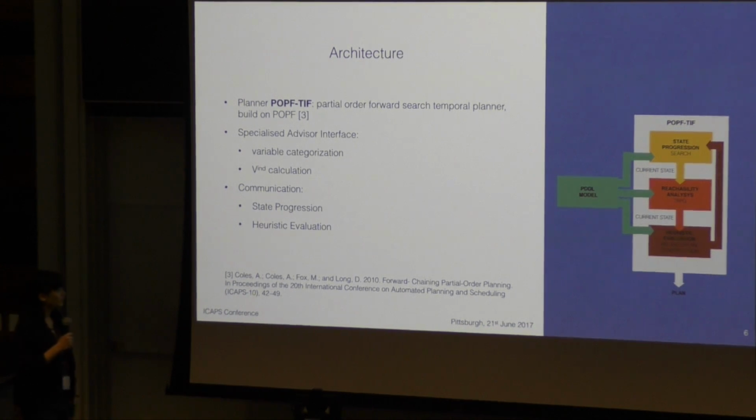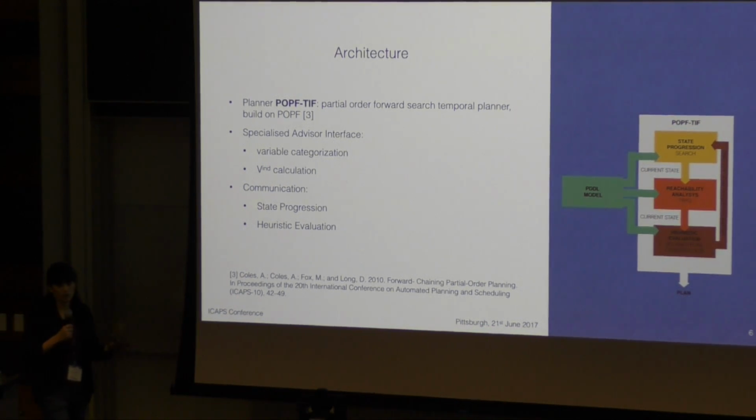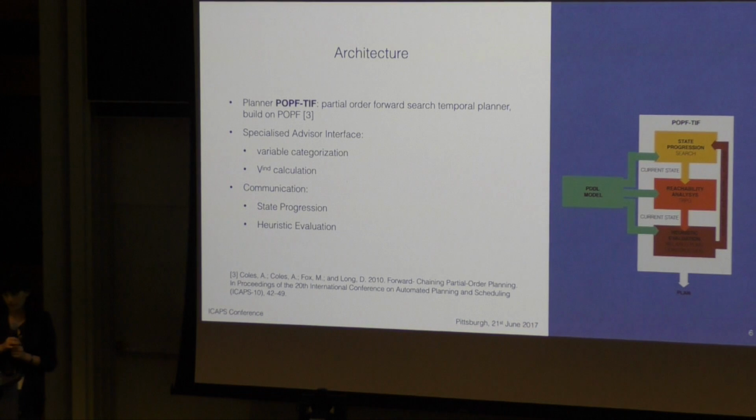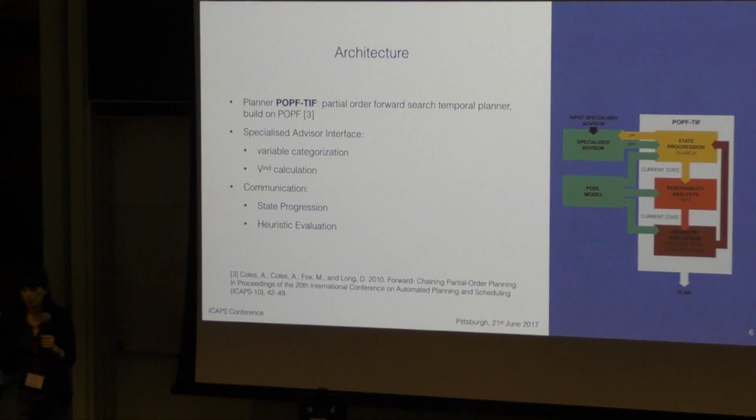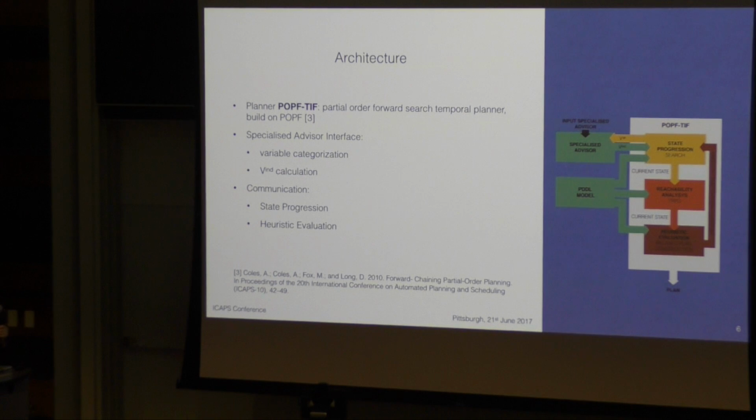Okay, so in order to solve problems with this semantic attachment, what we do is couple a planner with an external procedure that calculates this semantic attachment. So in our implementation, we use the planner POPF-TIFF, which is a partial order forward search temporal planner built on top of POPF. And basically, we couple this planner with a specialized advisor. During the state progression, whenever we make a change in at least one of the direct variables, we call the external advisor that in turn calculates the indirect variables that are passed back to the planner.